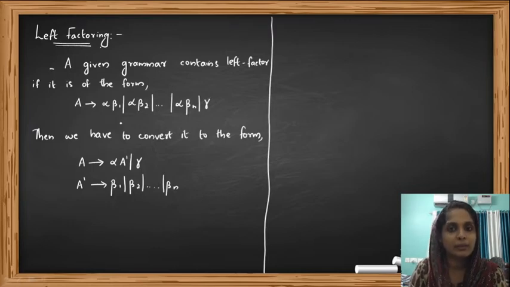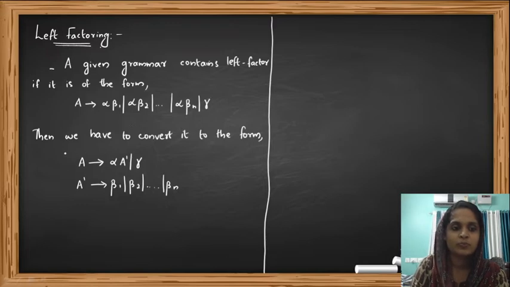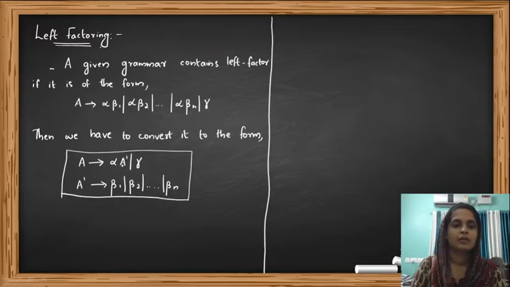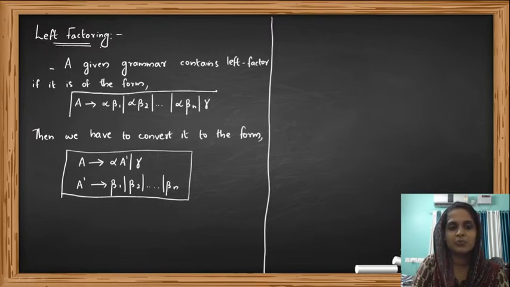And in order to eliminate left factor from that, we have to convert this production to these two productions. That is, A produces alpha A dash bar gamma, A dash produces beta 1 bar beta 2 bar etc. up to beta n. So now, what do you mean by this production?